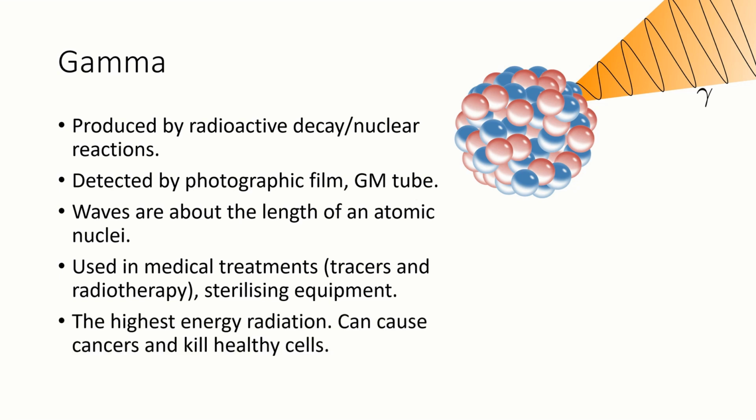Because gamma can kill living things, it's used to sterilise medical equipment. Because gamma transmits more energy than any of the other types of radiations from the EM spectrum, they can be dangerous. They can cause cancers and kill healthy cells.